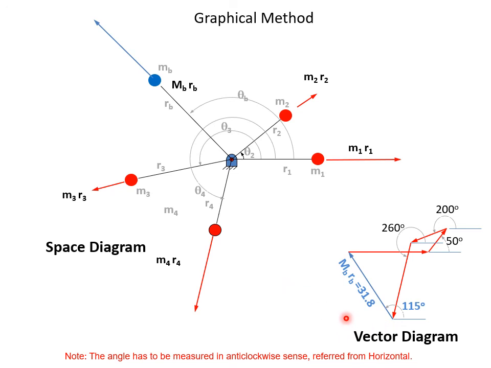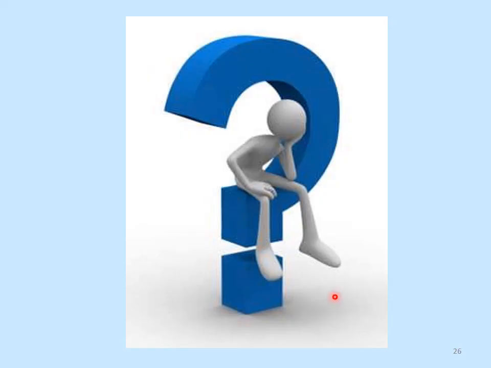Now from this, as rb is given, we can find mb. So with this we have solved one simple problem in horizontal to find mb and rb by the graphical and analytical methods.